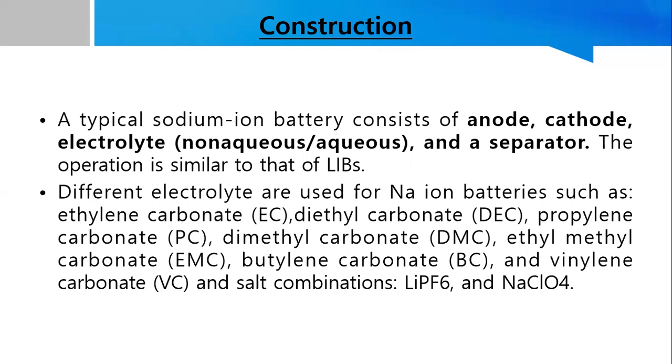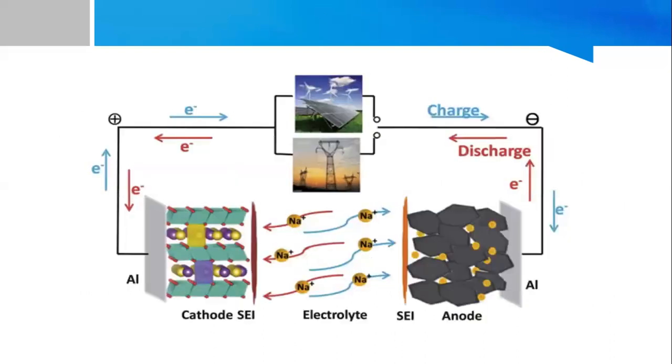Different electrolytes can be considered for a sodium-ion battery, such as ethylene carbonate (EC), diethyl carbonate, propylene carbonate, dimethyl carbonate, ethyl methyl carbonate, butylene carbonate, and vinylene carbonate, and salt combinations LiPF6 and NaClO4. So this is a short description of the construction. It has an anode, electrolyte, cathode. The electrons move from the anode and get discharged at the cathode, so the batteries can be charged.